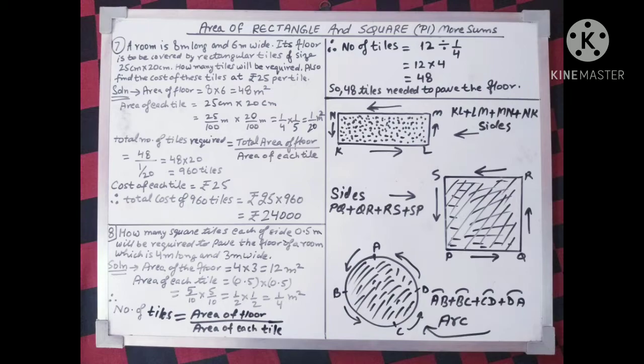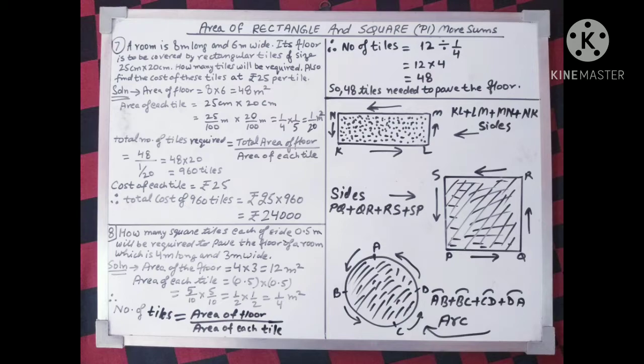Length of the room is equal to 8 meters. Width of the room is equal to 6 meters. Area of the floor will be length into breadth, that is 8 into 6, which gives us 48 meters square. Area of each tile is 25 centimeter into 20 centimeter. Now, as I told you, when you are dealing with quantities, you have to make sure that all your calculations are in the same unit.